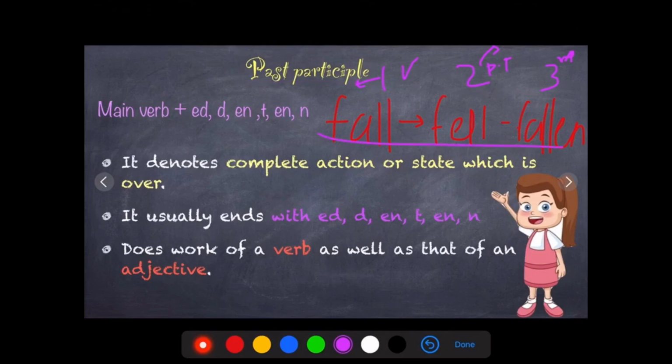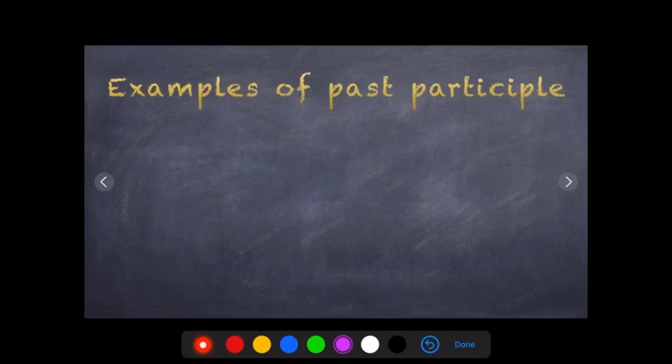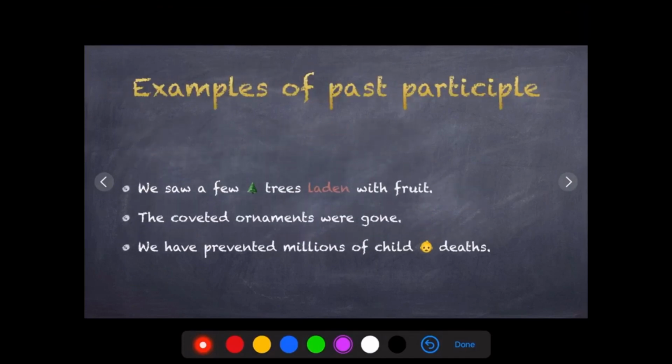So this is the example. I hope you remember the third form. This is past participle. So it denotes a complete action, ends with these letters, and does the work of a verb as well as an adjective. In present participle also it was doing the work of a verb and adjective. In past also the same, but in gerund it is acting as a noun. So let us study some examples.